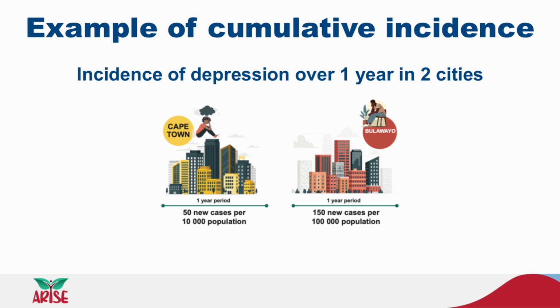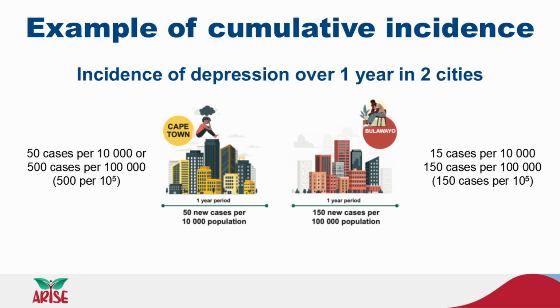Excellent question. In Cape Town, on the left, there were 50 new cases of depression per 10,000 population diagnosed over the year. And in Bulawayo, there were 150 new cases per 100,000 population. So we can say that the incidence of depression over the year in Cape Town was 50 cases per 10,000, or 500 cases per 100,000, and therefore 500 per 10 to the power of 5. And in Bulawayo, the incidence was 15 cases per 10,000, or 150 cases per 100,000, and therefore 150 cases per 10 to the power of 5.